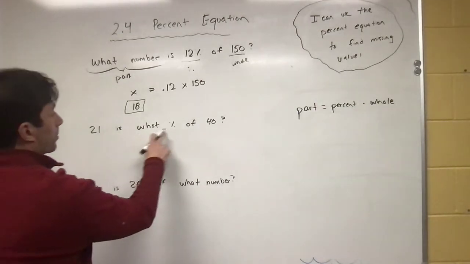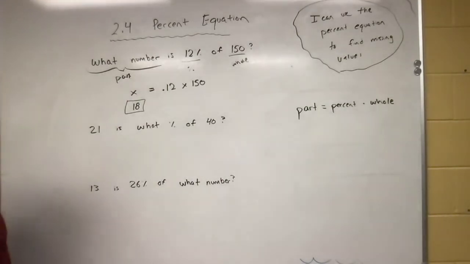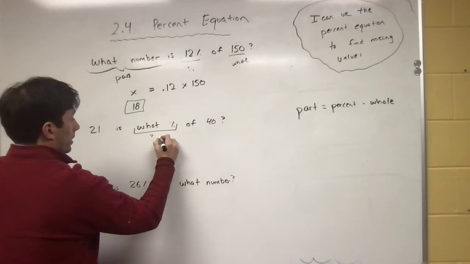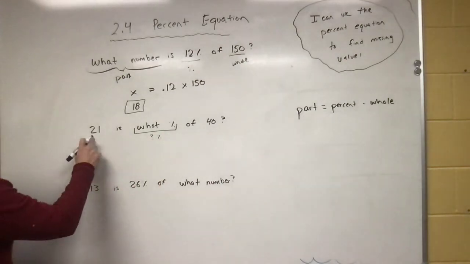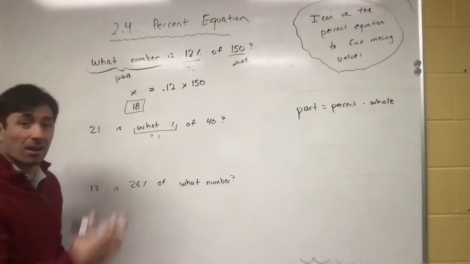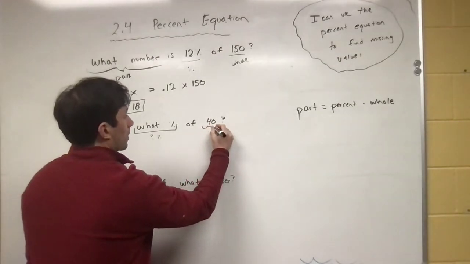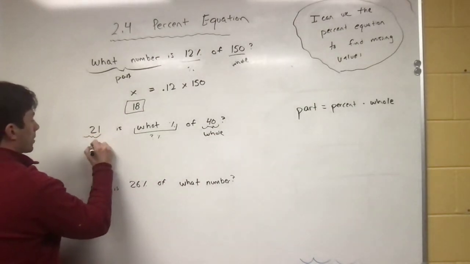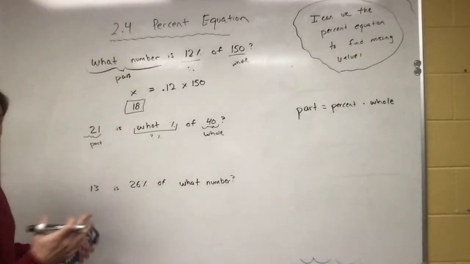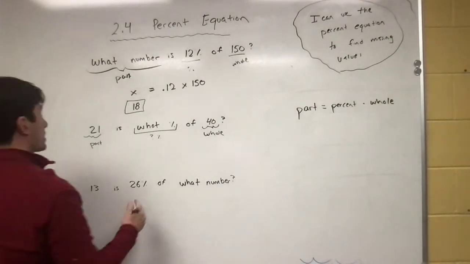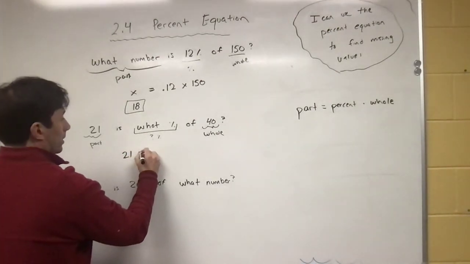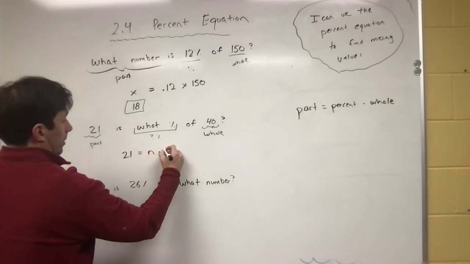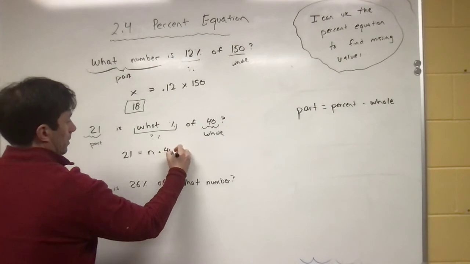Let's check out our next problem here. 21 is what percent of 40? Well, immediately, what percent should tell me my unknown is my percentage. 21 is what percent of 40? So usually that "of 40" is going to tell us this has to be our whole, and this has to be our part. So using this equation, I'm going to say 21 equals our unknown times 40.